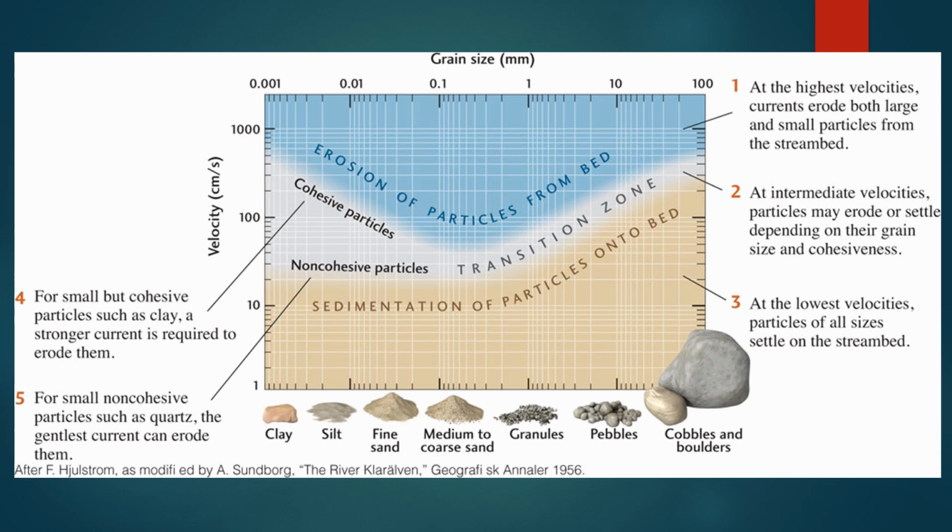So this diagram tells us that flow energy is the key to the capacity of sediment that a river can carry. When flow velocity increases, sediment will be picked up from the riverbed, and as the flow velocity decreases, sediment will be deposited on the riverbed. So this diagram illustrates how sediment is transported and deposited by a river.